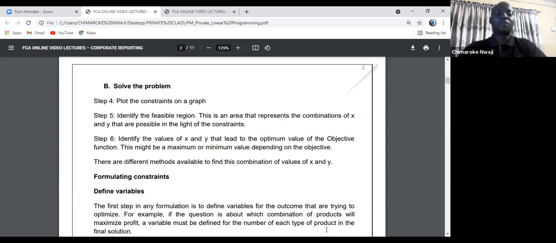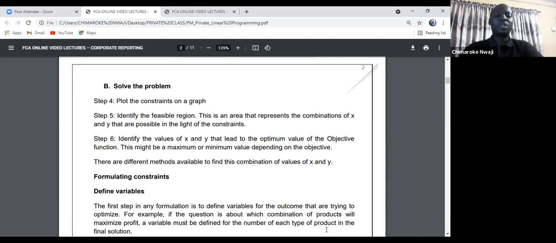Now, in steps 4 to 6, you are solving the problem. Step 4, you are plotting a graph of a constraint. Plot the constraint on a graph. So it means that if there are 3 constraints, you get just one graph with 3 lines. If there are 5 constraints, you have one graph with 5 lines interacting with each other.